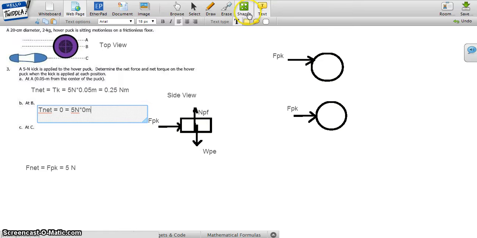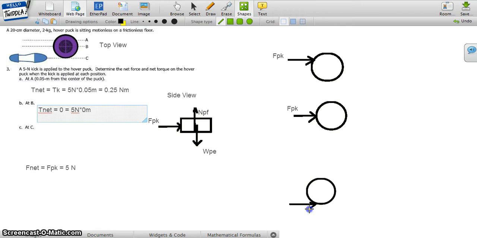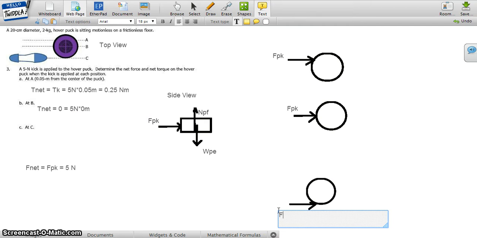Okay, then finally at C, again we have the hover puck, and now that force is being applied tangentially right at the very edge here. So here's the force on the puck from the kick. So the net torque in this case, T net, is going to be equal to that 5 newtons times the distance, and that's going to be the radius, which is 0.1 meters. And that is equal to 0.5 newton meters.